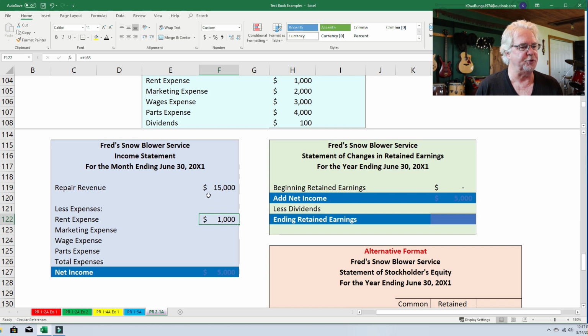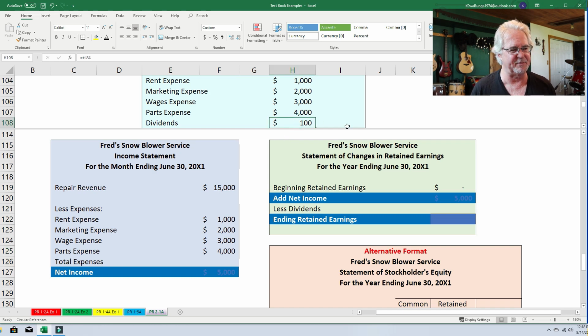Marketing expense, $2,000. So here we are, $2,000. There you are. Wages expense was $3,000. We just put it here in wages expense. Parts expense, $4,000. Try that again, $4,000.